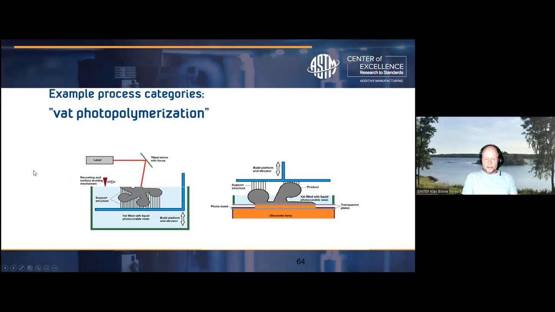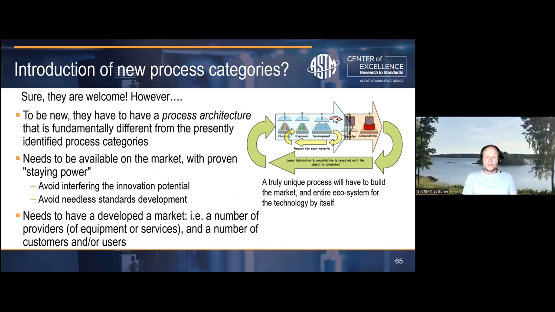New process categories? Sure, we can introduce new process categories. We have these seven defined already. No problem to add a new one, but they have to have a very different process architecture from these ones.